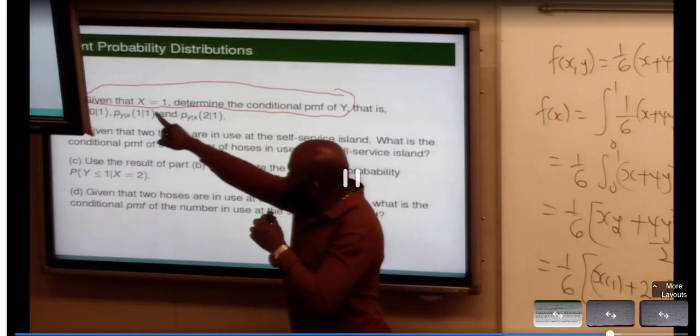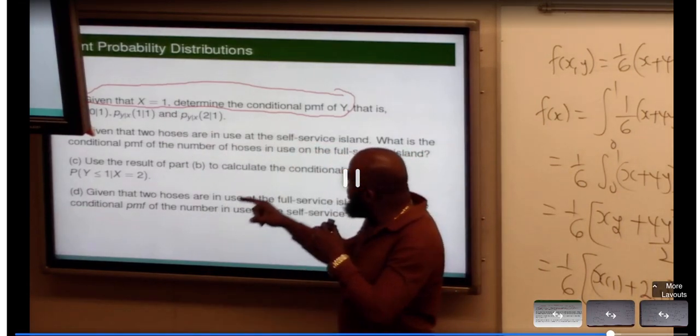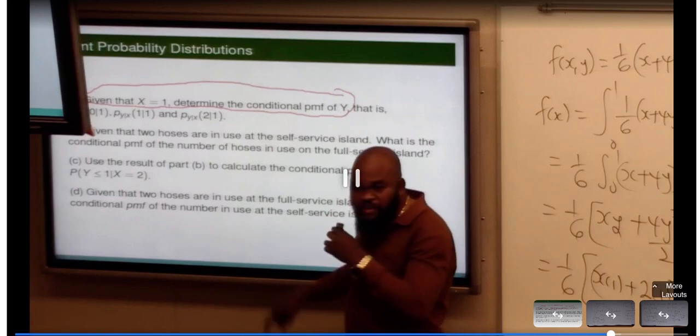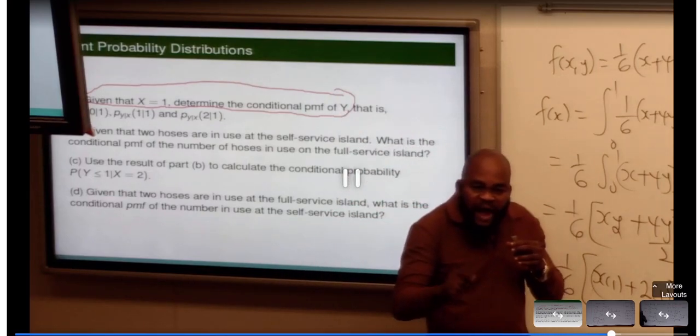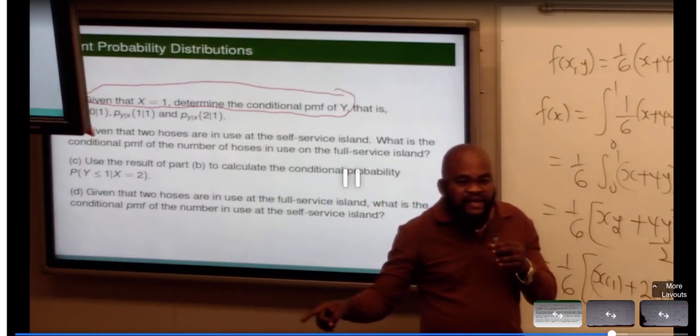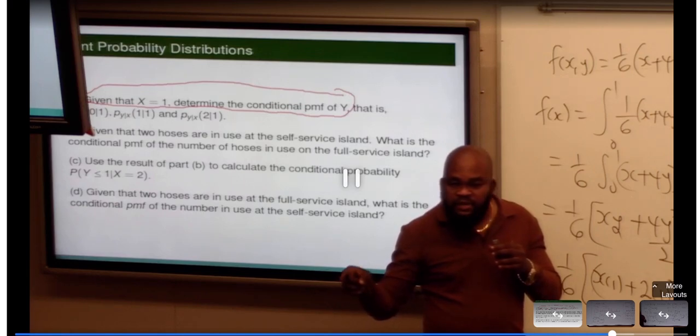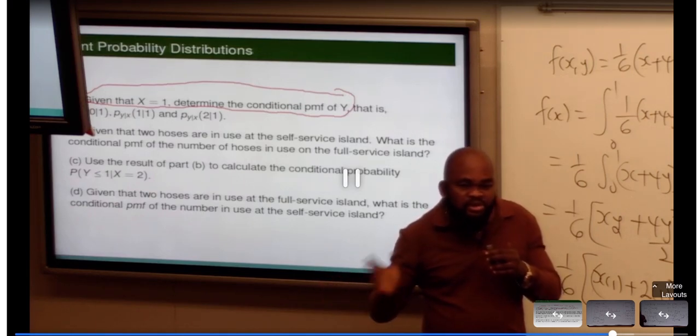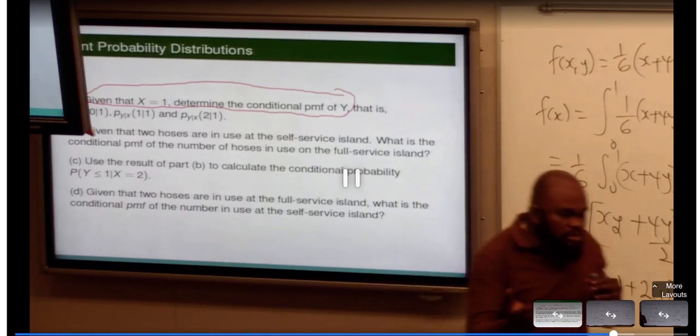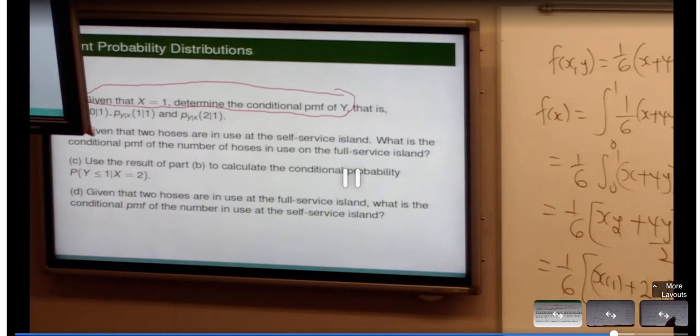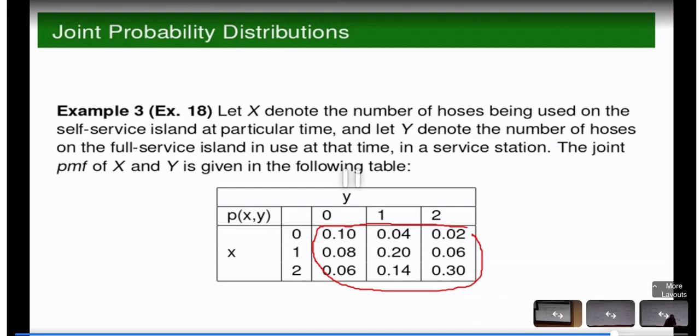Because given that x equals 1, what is the conditional PMF of y? That is f of y given x. You already know x. Now, x is no longer a random variable because x is given. Y is a random variable. Now, you need to go back to the table. What are the possible values for y? I'm going to get 0, I'm going to get 1, I'm going to get 2.